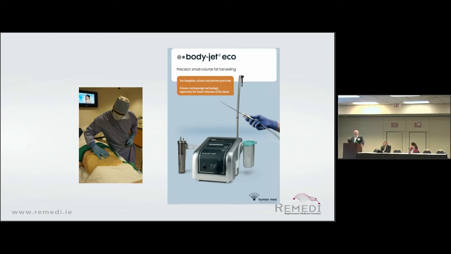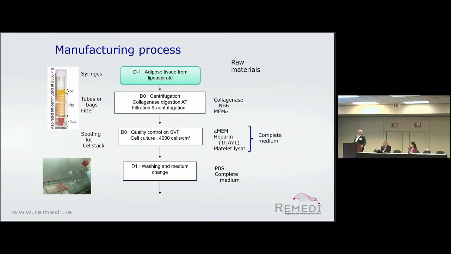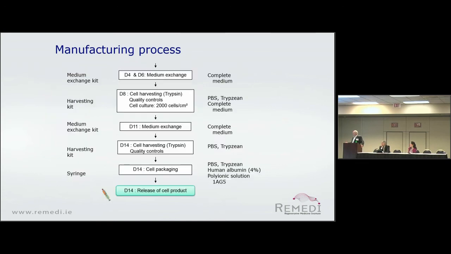So we use this water-assisted liposuction, and then the material goes through a manufacturing process which is very straightforward, and it's summarized here. Essentially, the fat tissue is treated with collagenase and digested, and it's centrifuged, and we get the stromal vascular fraction. The cells are counted and then plated. And over a period of 2 weeks, the cells are expanded. They're passaged once, and on day 14, the cells are harvested, and as I said, packed and shipped to the clinical site.